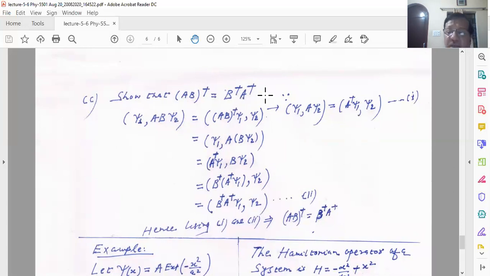Friends, I will stop here, and once again, in the next lecture we will take more problems related to commutators and Hermitian operators, and then we will start to learn the postulates of quantum mechanics.